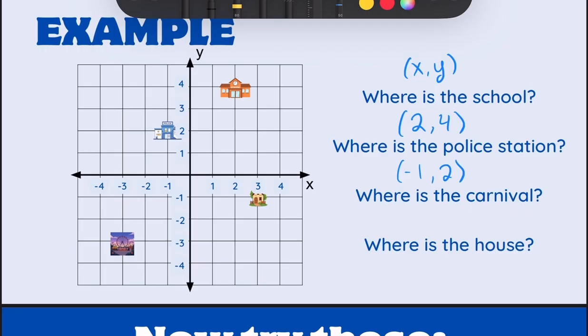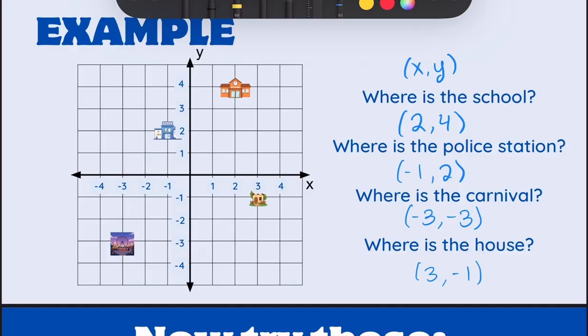The carnival is over here. The carnival lands where x is -3, so we're going to put -3. And it lands where y is also -3, so we're going to put -3, comma -3. And finally, the house is here at 3, comma, and the y is -1. Therefore, it's 3, comma, -1.